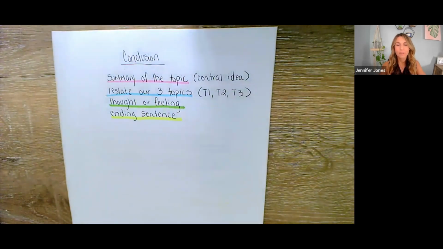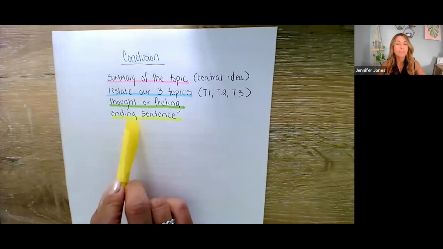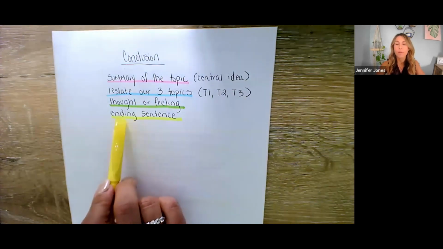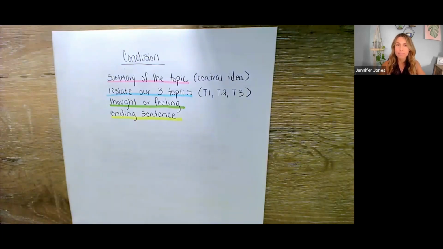Very good, everyone. Okay, finally, go ahead and pick a 4th color. So I selected yellow. You can pick any 4th color you want that you haven't used yet and underline your ending sentence now. So this is the very last sentence in your conclusion paragraph where you bring your essay to a satisfying close.